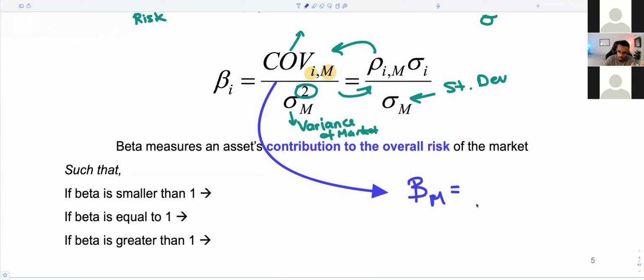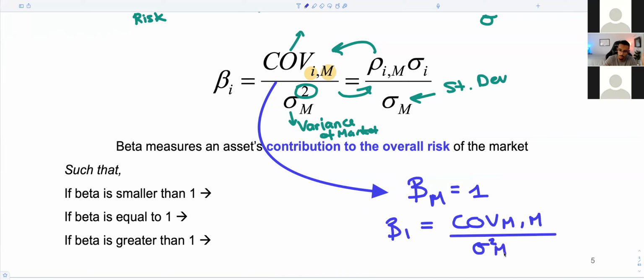Okay, beta is equal to 1 for the market portfolio. All right. So if we were to write our formula back, we would have the covariance of the market portfolio in relation to the market portfolio over the variance of the market portfolio. Obviously, the market portfolio and the market portfolio are literally the same thing. If the market portfolio goes up, the market portfolio goes up. The market portfolio goes down, the market portfolio goes down, because it's the same thing.